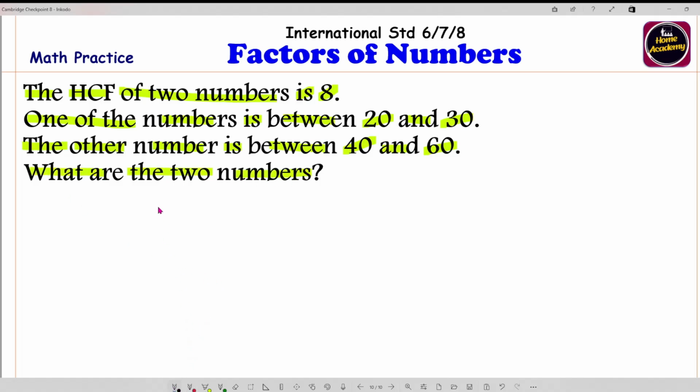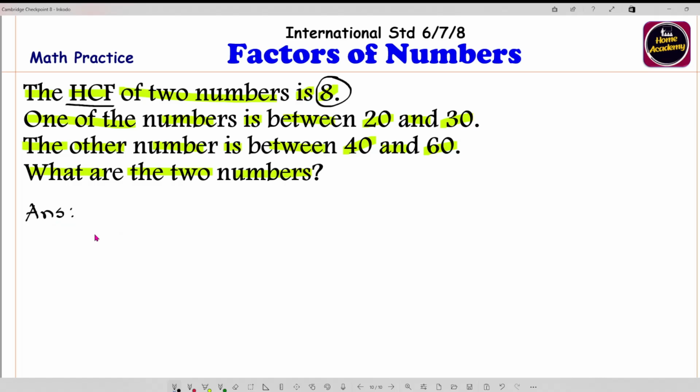First we have to understand what HCF is. This is highest common factor. It means the common number should be 8. In this case, we can consider two things.